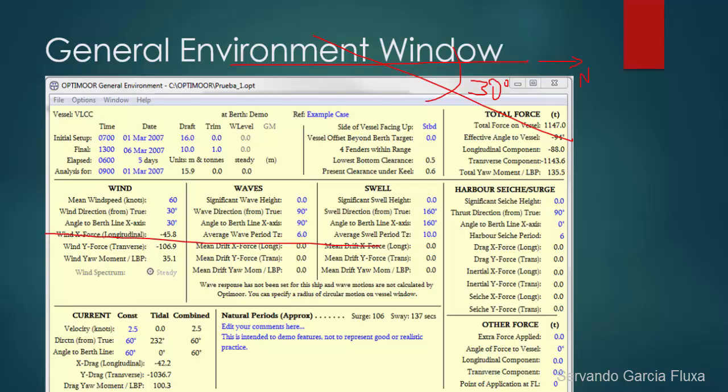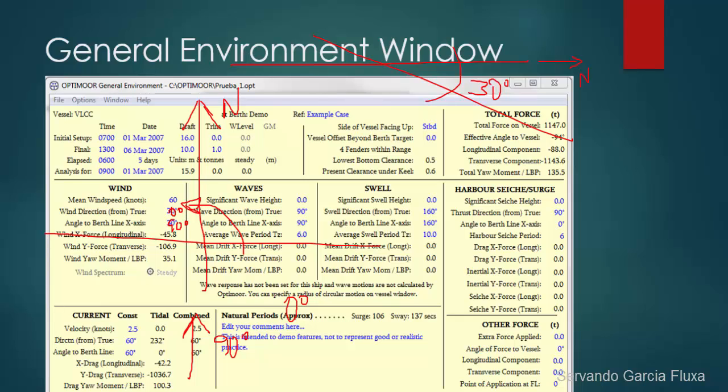Imagine that I have changed my north from being this to being this. Then this angle to berth line x-axis will be, so if the wind comes from here, then this angle to berth line axis will be 90 degrees. But wind direction from true will be 0. Understood? This will be something like this.